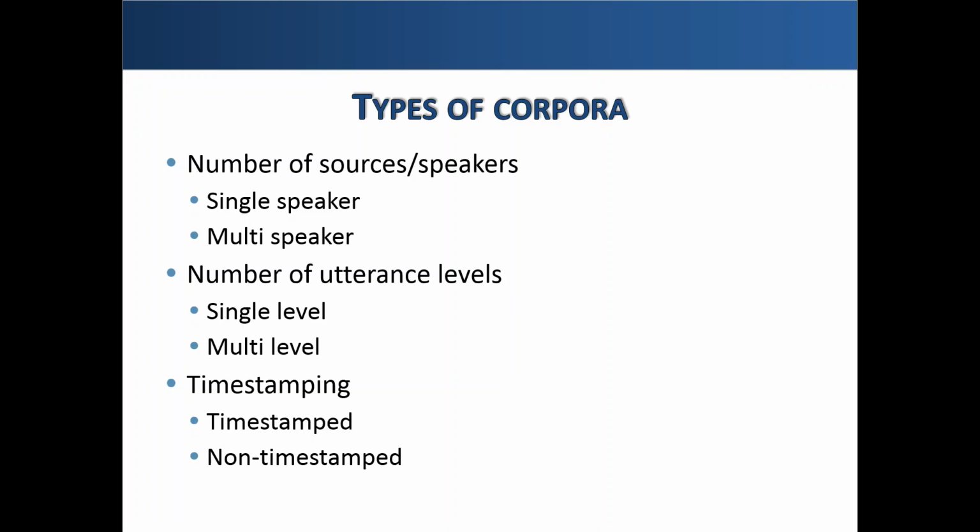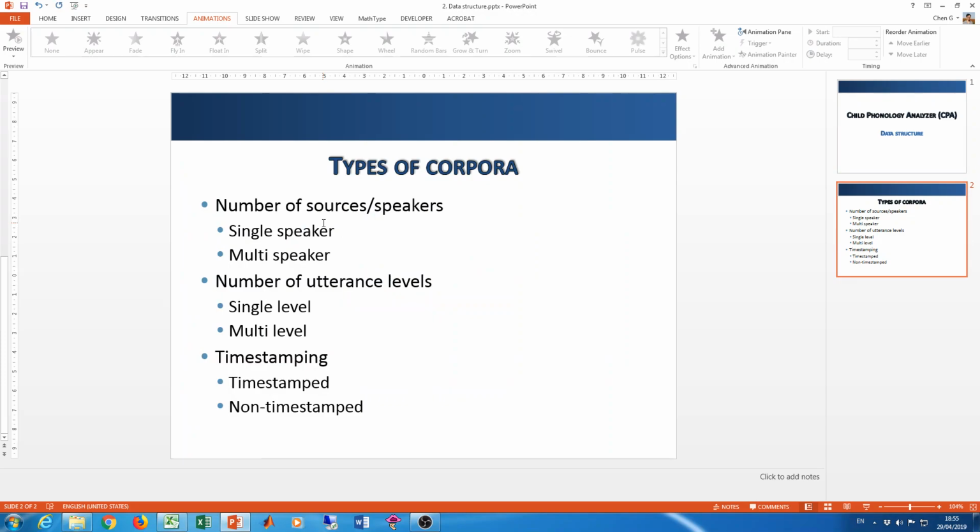Finally, a corpus can be time-stamped or non-time-stamped. Time-stamping is used, for example, in language acquisition studies, where the age of the child is indicated for each utterance. Let's see how the various types of corpora are structured. I'm going to open a file that contains some sample corpora. You can find this file on CPA's website.